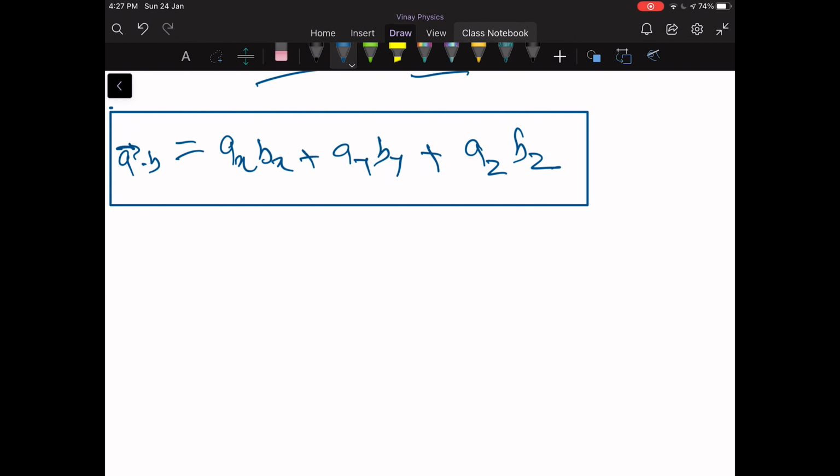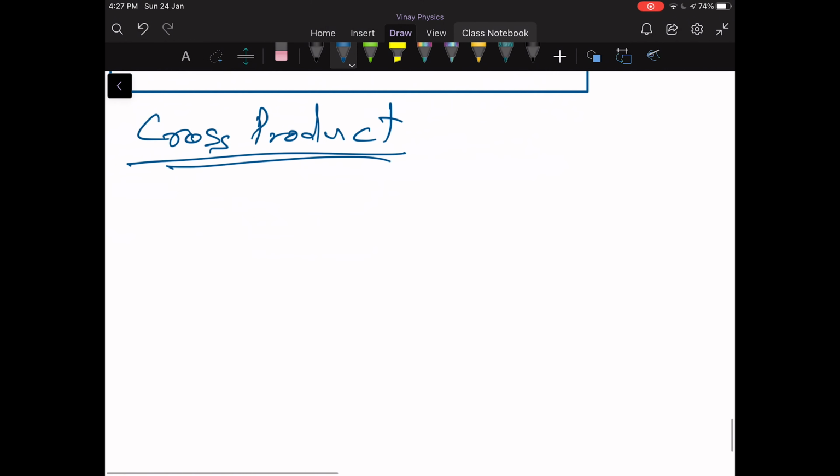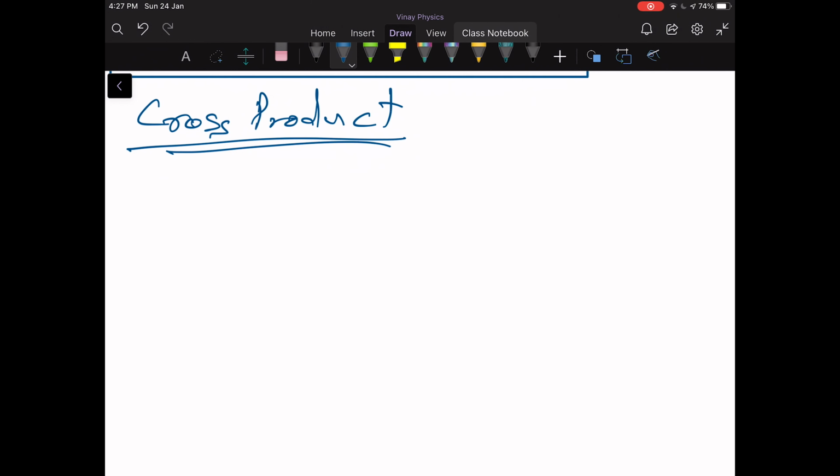Now, let us get to the cross product. As we have already talked about, the result of a cross product is a vector itself, unlike the dot product, where the result is a scalar. The fundamental formula is, if you have two vectors A cross B, then the result is equal to AB sin theta.